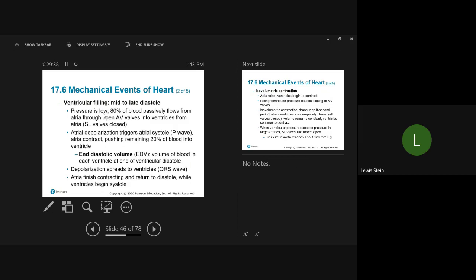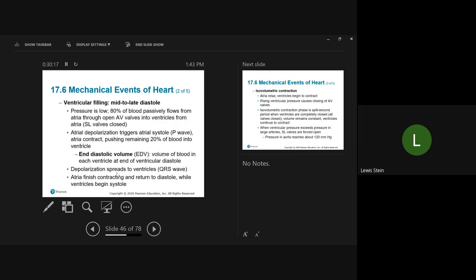So when do the ventricles fill? The aortic and pulmonary semilunar valves are closed in between beats. The back pressure has closed them after the second heart sound. So 80% of the blood passively flows because the atrioventricular valves are open. Atrial depolarization triggers that and tops off the tank, 20%. That leads to this very important measure, end diastolic volume. We want to see if the heart is completely filled. Then it pressures up, okay?